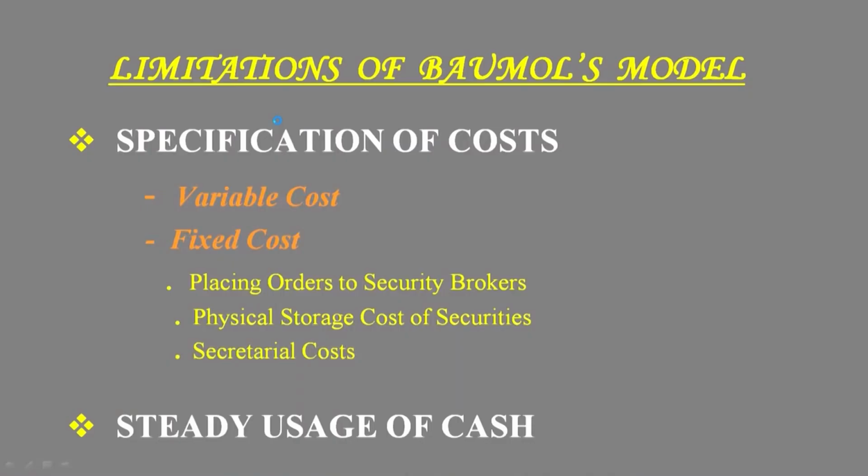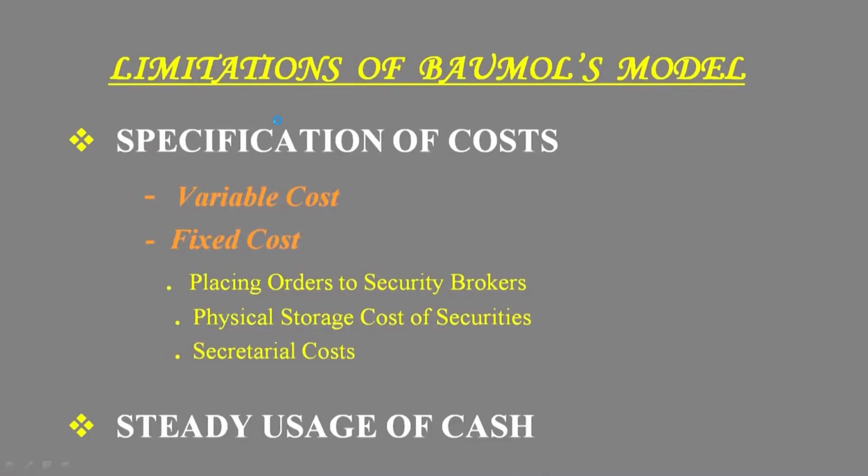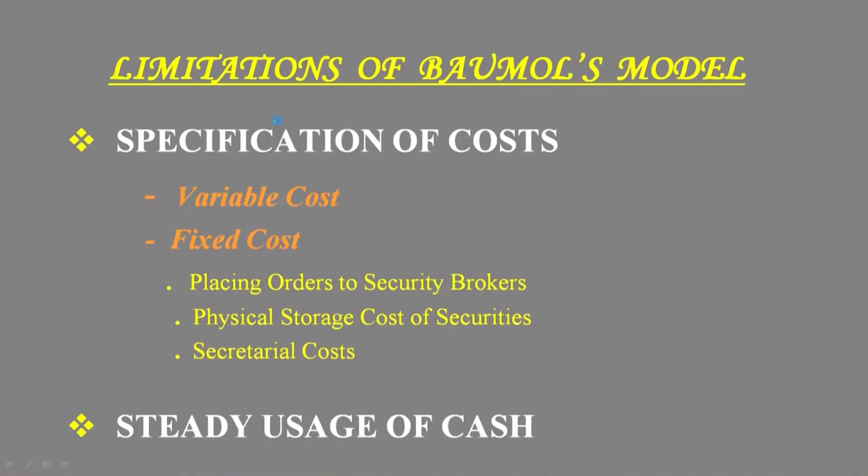But here are some of the limitations of this model. As I told you earlier, there are two major limitations. The first limitation is the specification of the cost. If you talk about the total cost we are working out, the transaction cost can be divided into two parts: variable cost and fixed cost.